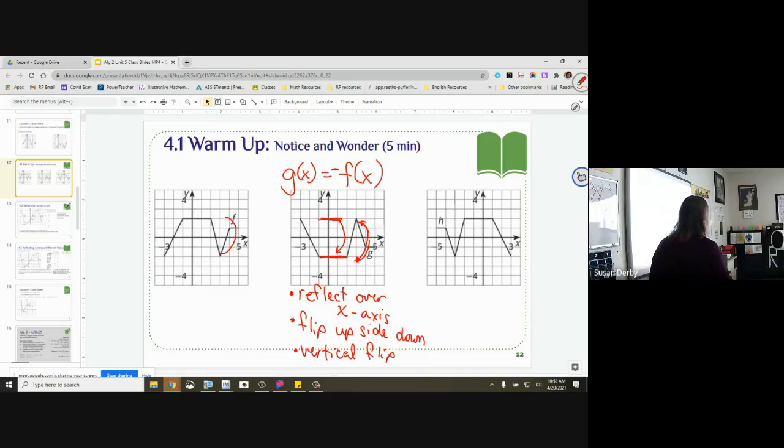We're negating every single output. We are flipping it upside down. We are reflecting it over the x-axis. We are not touching our x's at all.